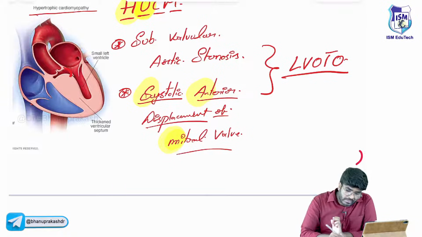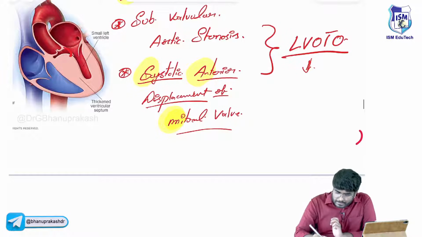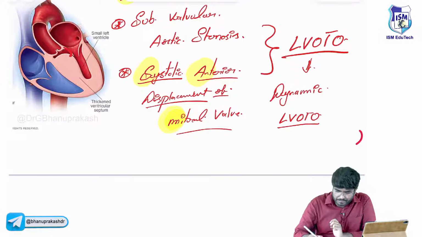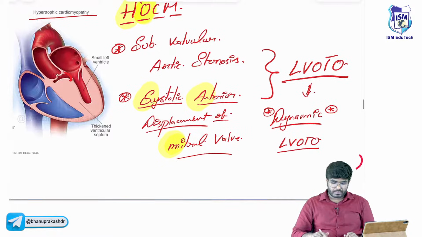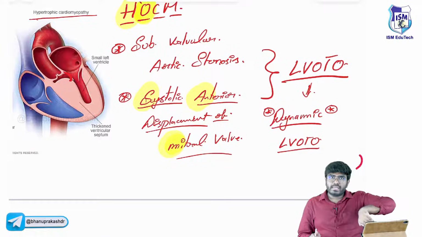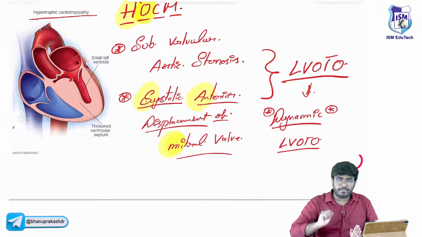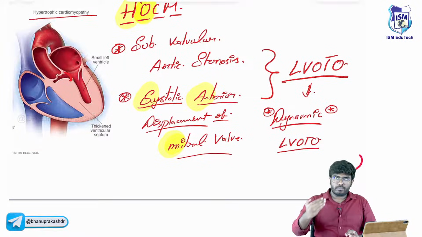Okay, so here they will use this one word. I want you to know this is something called as dynamic left ventricular outflow tract obstruction. Why dynamic? Because, simple, it's not a continuous obstruction. This systolic anterior displacement is happening. During systole, the mitral valve is going to be displaced, causing more obstruction. So it's a dynamic obstruction for the blood flow. Done.